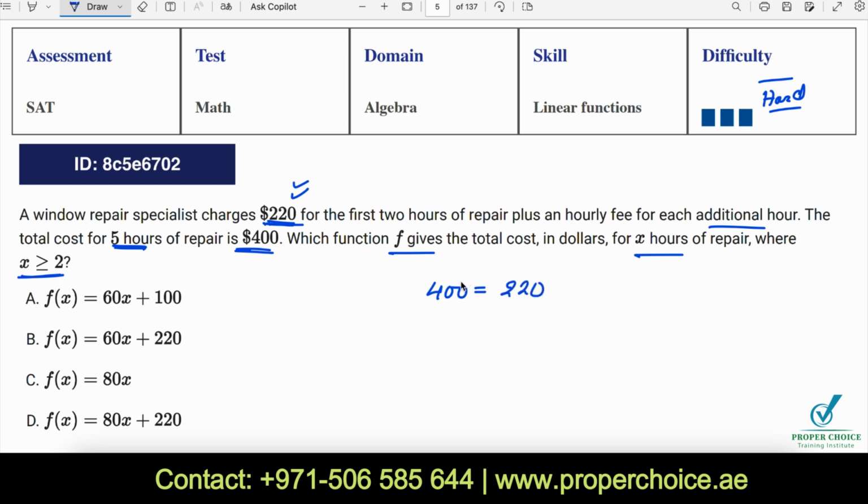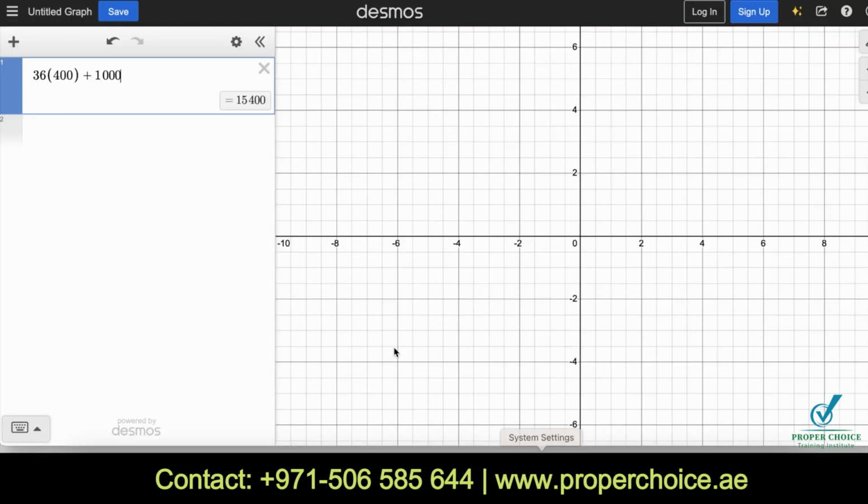Whatever the total amount he is getting is equal to $220. This is for the first 2 hours out of 5, plus for the remaining 3 hours he will be charging, let's take x dollars. I am saying 3 because he worked for 5 hours, and the first 2 hours we have already counted according to the instruction, and the remaining 3 hours he is charging x amount per hour. So by setting it up, you get 400 equal to 220 plus 3x.